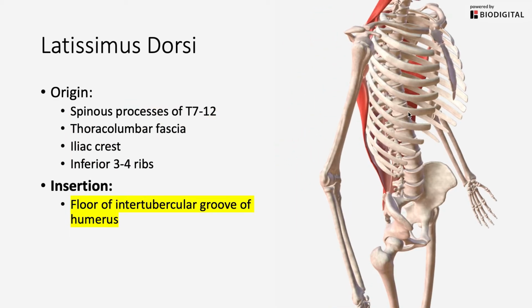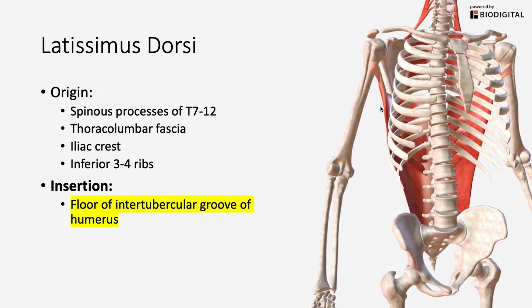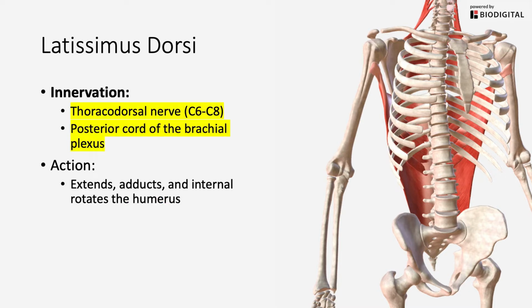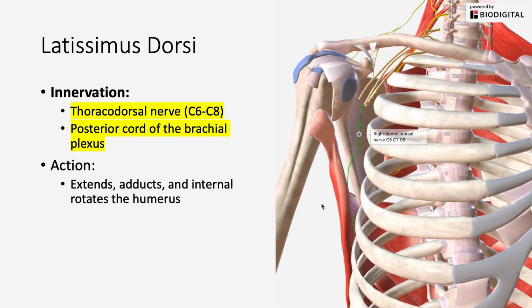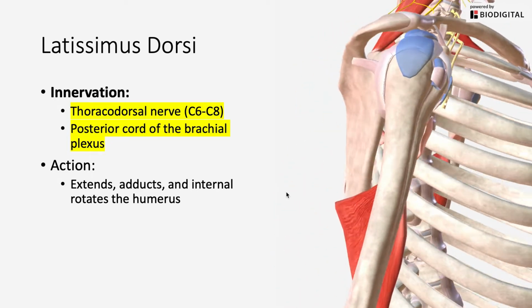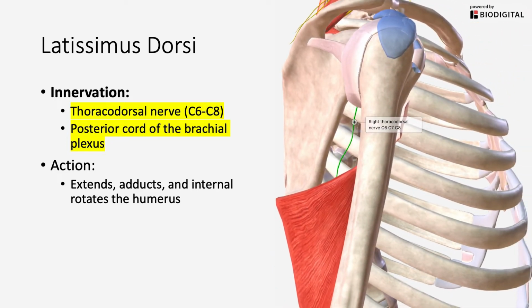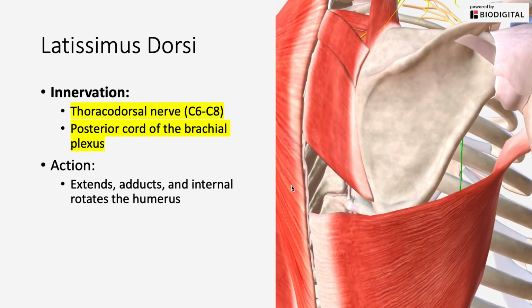Insertion of your latissimus dorsi is going to be, the textbook that I'm referring to says, the floor of the intertubercular groove of the humerus, or some textbooks and literature say that it's on the medial lip of the intertubercular groove. The intertubercular groove is where your biceps long head tendon sits, and that's where the lats are going to come up onto the humerus and attach on that medial aspect or floor of the intertubercular groove. Then the innervation of latissimus dorsi is your thoracodorsal nerve coming off of the posterior cord of the brachial plexus. So this is innervated by nerve roots C6 through C8.